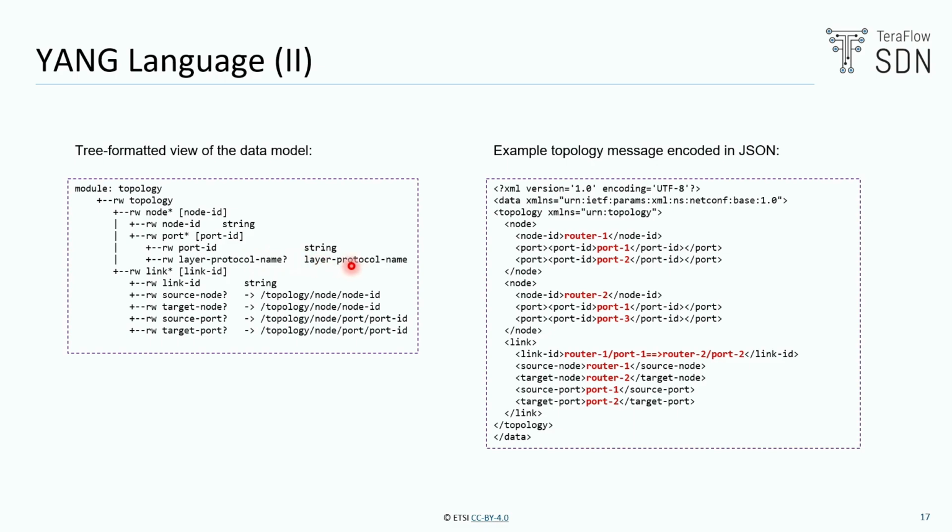Oh, this thing, it's wrong. I need to remove this. This should not be here. And then, to see, for instance, an example encoded in XML, how could it be represented? I will have topology. Inside topology, I have a list of nodes, and then for one node, I have the node identifier, the list of ports, and for each port, the port identifier. For the other, I have another node with another port.